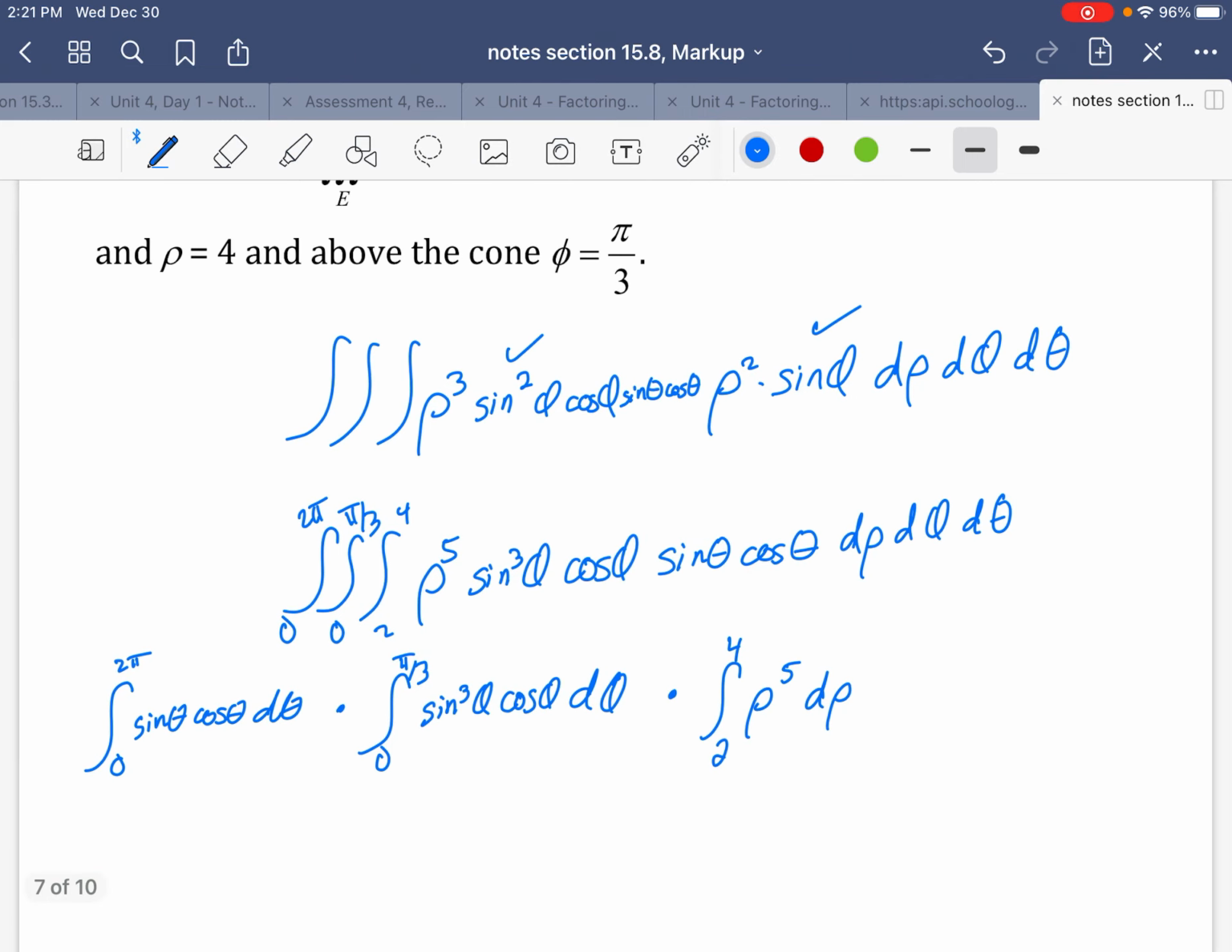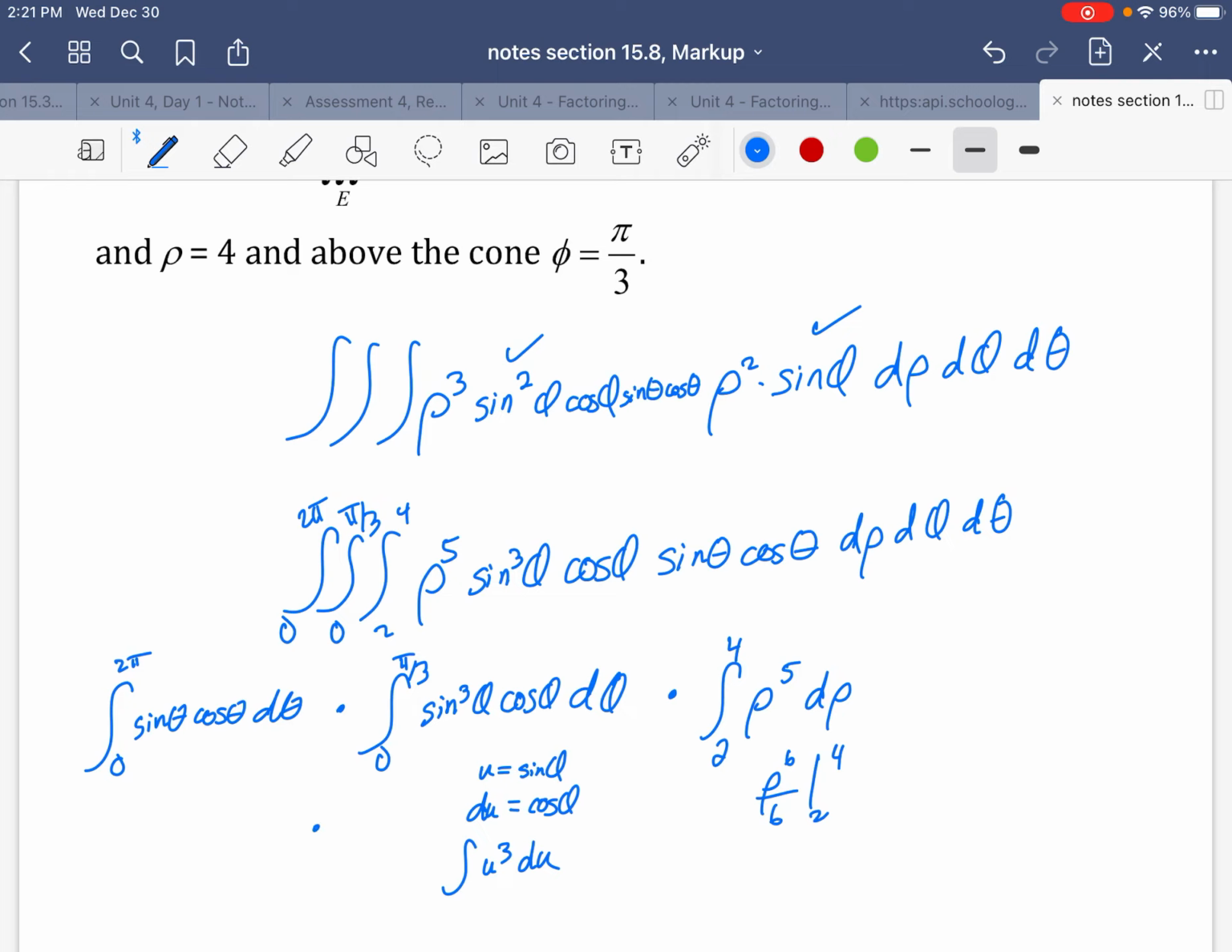All right, now, so this one right here, I would get, obviously, rho to the sixth over 6. I would evaluate that from 2 to 4. But something's going to happen to this, so I'm just not going to do that for right now. Here, I would want to make my u be sine phi, so that du would be cosine phi. So if I had to integrate that, I'd really be integrating the integral of u to the third du. Okay, and then you would go on and do that.